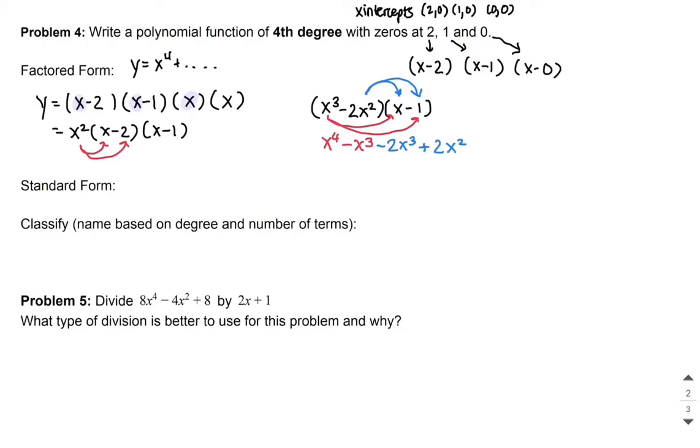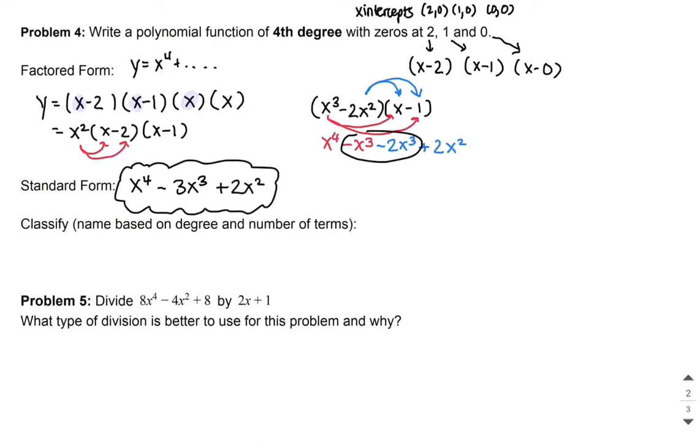And then I simplify these terms by combining my like terms, which are just my 2 middle terms there. My standard form then is going to be x to the fourth power minus 3x cubed plus 2x squared. So this is my standard form. My factored form is here.